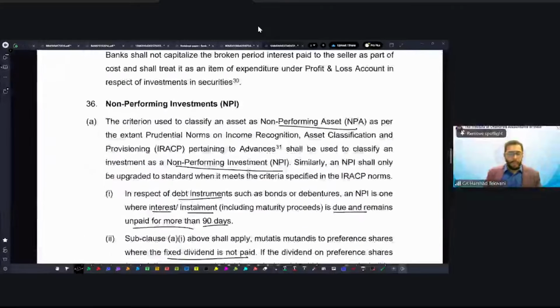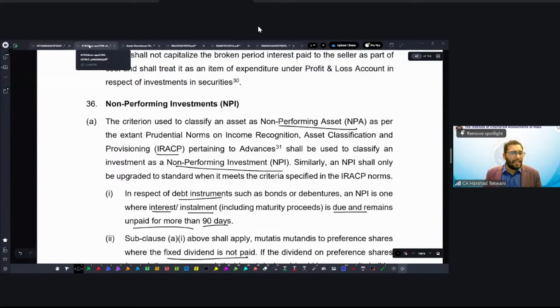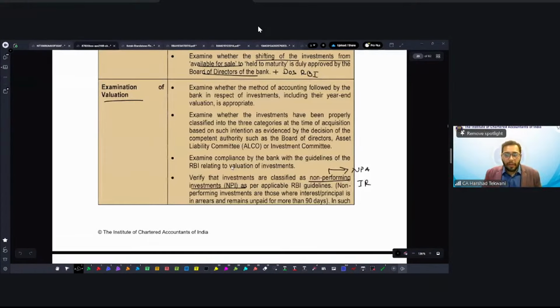Income recognition, asset classification, provisioning, IRACP. So these are certain prudential regulations that we saw that are required to be applied for the investment also. That is the 90-day criteria for NPA and NPI.